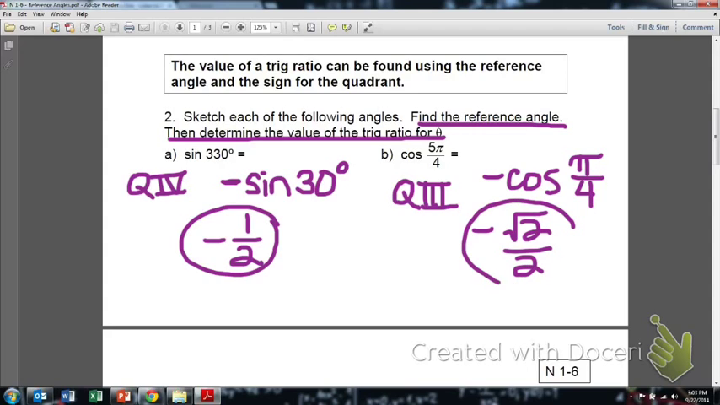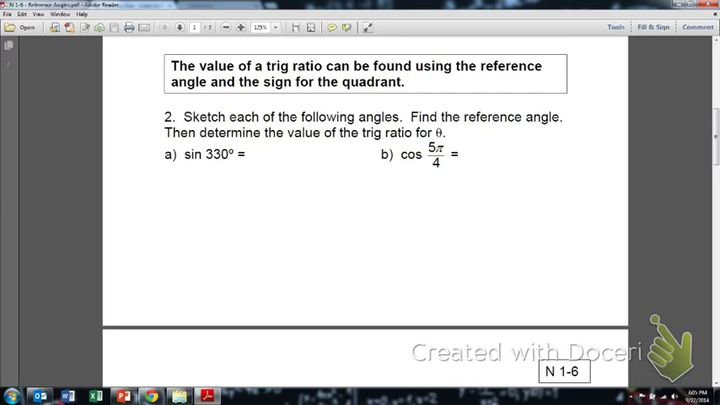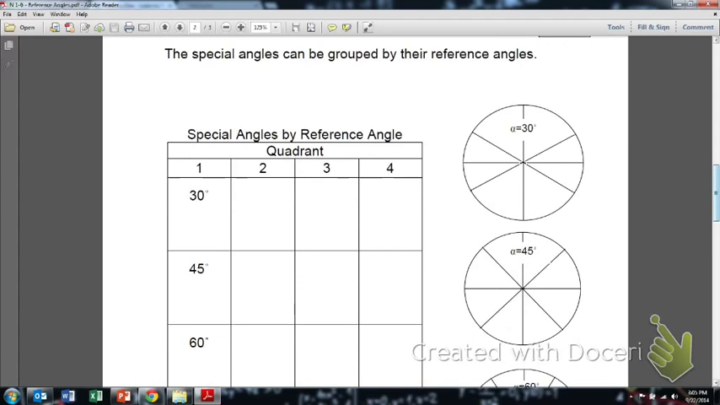So this is going to be negative square root of 2 over 2. All right. So let's kind of summarize this. The special angles can be grouped by their reference angles. So in the other three quadrants, these are our first quadrant angles, 30, 45, and 60. There's a multiple of 30 in each of the four quadrants and a multiple of 45 in each of the four quadrants. So we're going to list those.